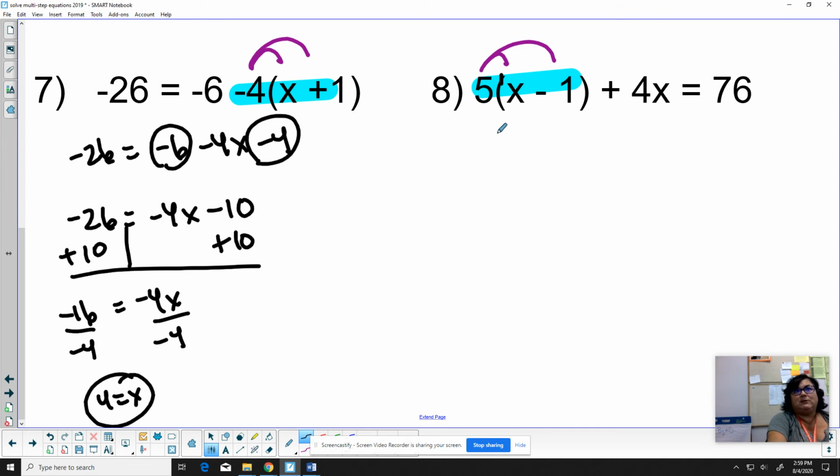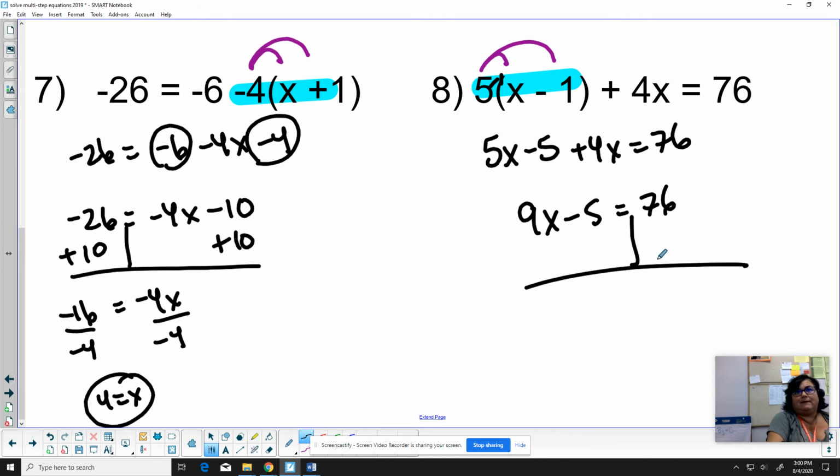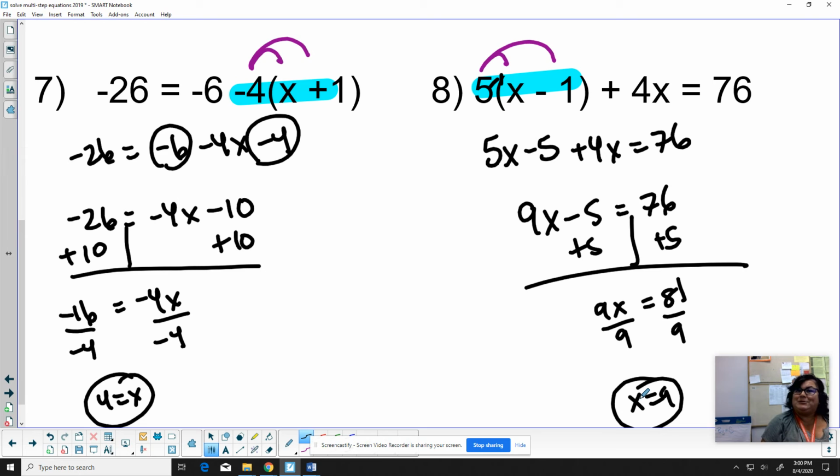And then here, I'm going to multiply by 5 in the parenthesis. So I multiplied here and here. I just drop everything else. So that's 9x minus 5. I'm adding 5 and dividing 9. So if you got 9 for the second one, go you. Good job.